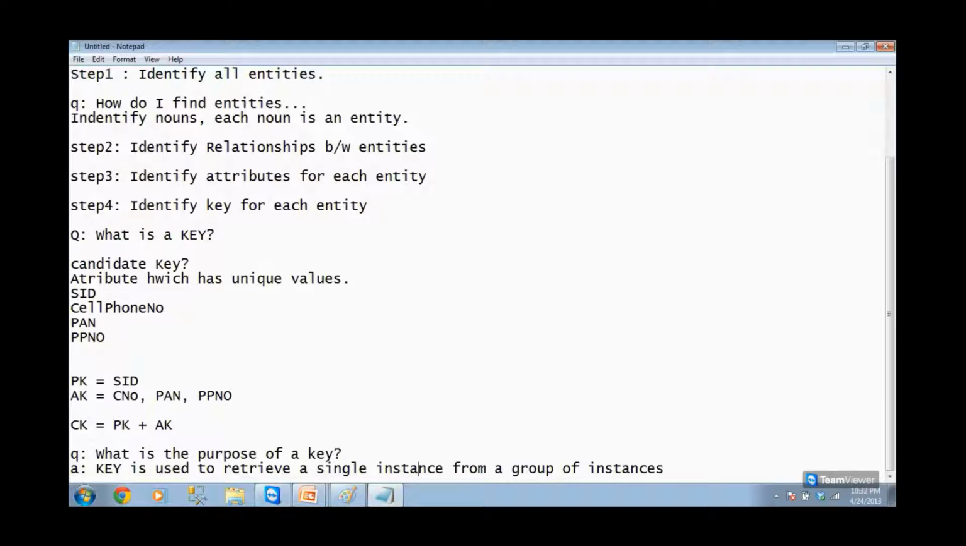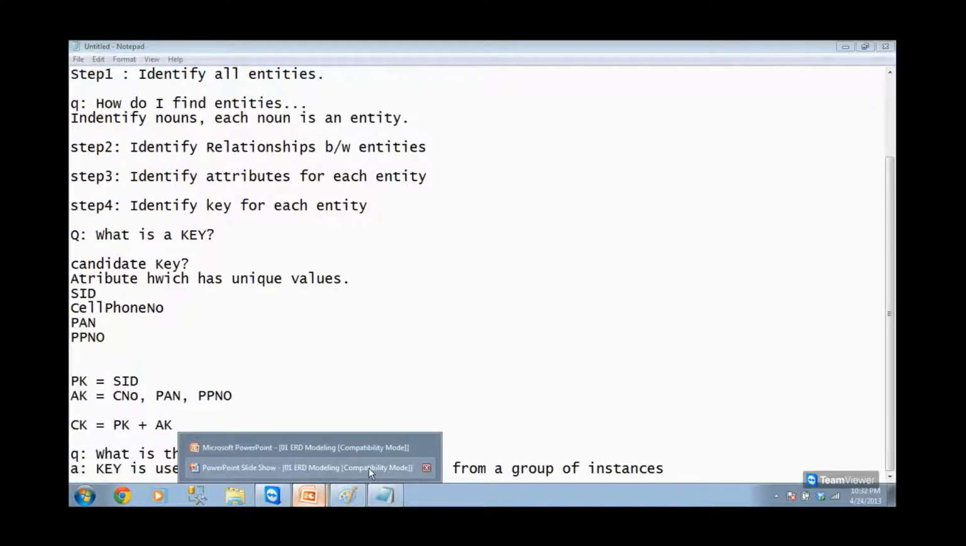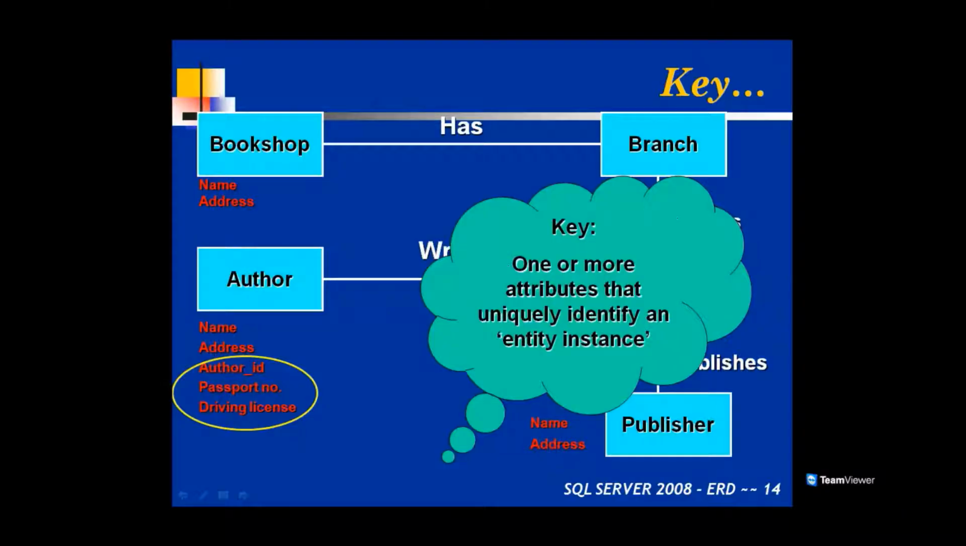Now sometimes one attribute is not sufficient. If you see the diagram or abbreviation, it says one or more attributes that uniquely identify. One attribute means, for example, student ID is a single attribute, PAN card number is a single attribute. Sometimes you have to use more attributes to describe the key.